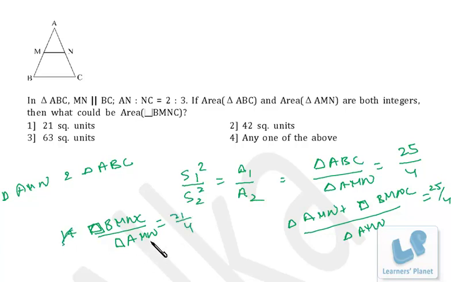Okay, now area of AMN we know that is 4 parts, right? So the area of BMNC must be a multiple of 21. Now among the options, all of them are multiples of 21, so any one of them could be the area of BMNC. So you just require knowledge of similar triangles, right? And this is an important concept over here. If two triangles are similar, the ratio of their areas is equal to the ratio of the squares of their respective sides. Okay, so all of them are correct.